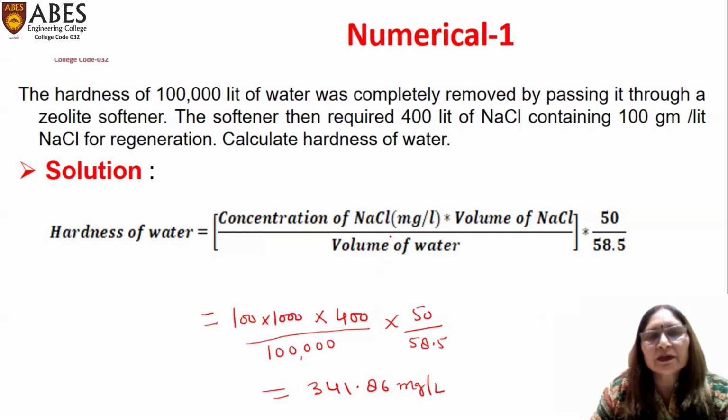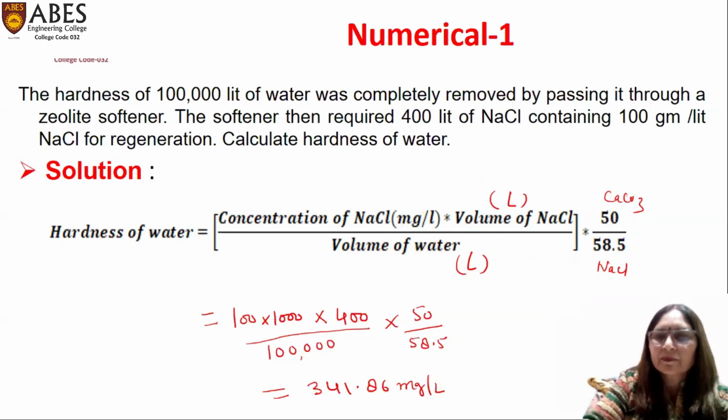This is the formula for the calculation of hardness of water: concentration of NaCl in milligram per liter times volume of NaCl in liter, divided by volume of water, also in liter. What is 50? 50 is the calcium carbonate equivalent weight. 58.5 is the NaCl equivalent weight. I hope it is clear to you.